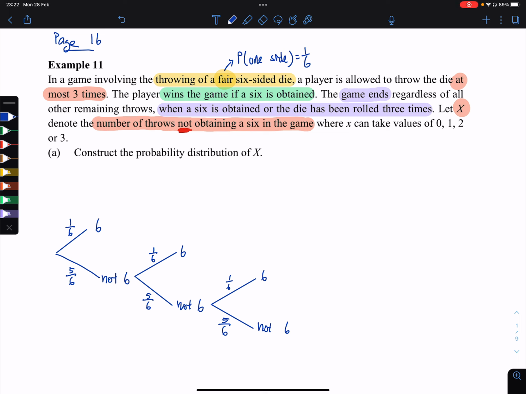So for example, let me start off with the probability of X equals 0. What does it mean by the probability that X equals 0? Since X is the number of throws of not obtaining a 6, X equals 0 means that we have 0 throws of not obtaining a 6. Right, let me write that down. So this is 0 throws of not obtaining a 6.